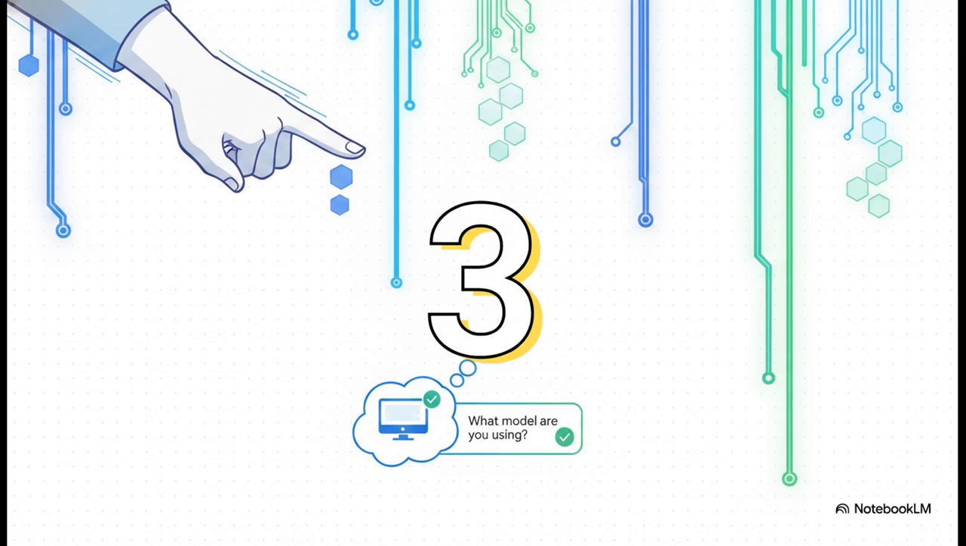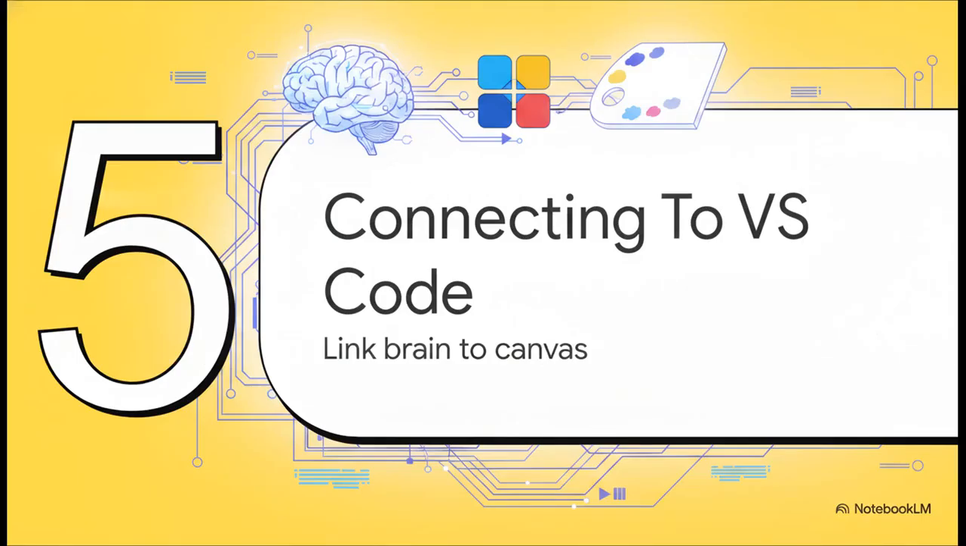Well, 3, as in 3 seconds. When testing this newly established connection by simply typing, "What model are you using?" the AI generated a full, accurate response in just 3 seconds. That means you are getting top-tier AI processing speed absolutely free. Which brings us to Section 5, Connecting to VS Code, linking the brain to the canvas.